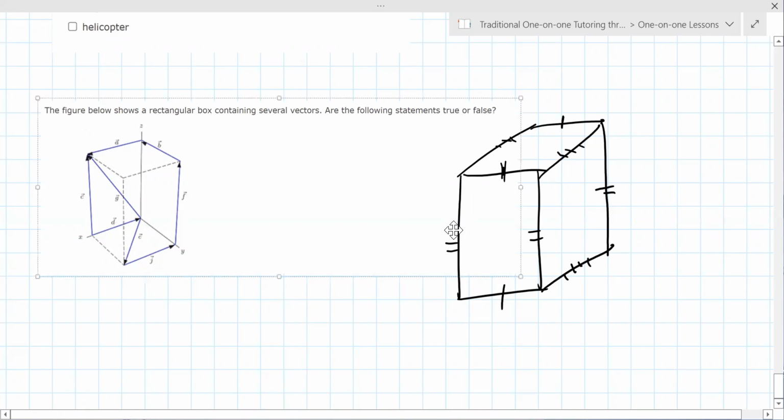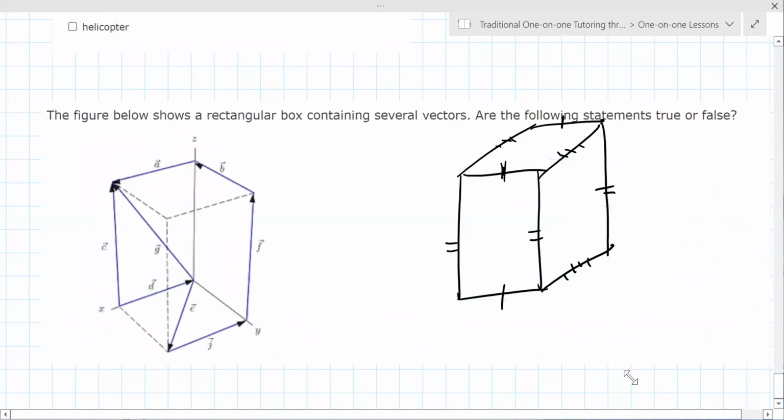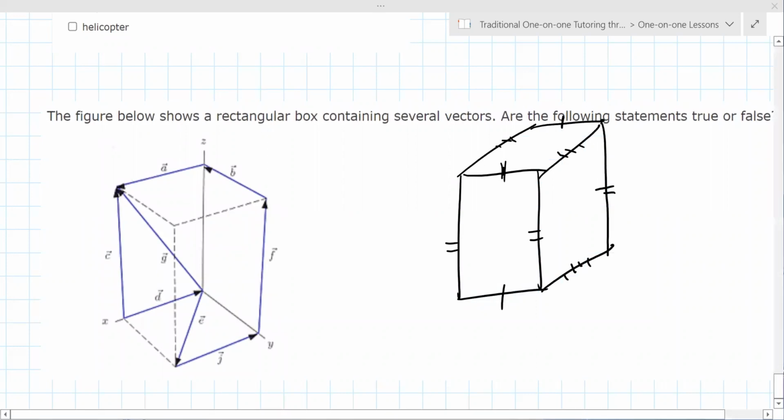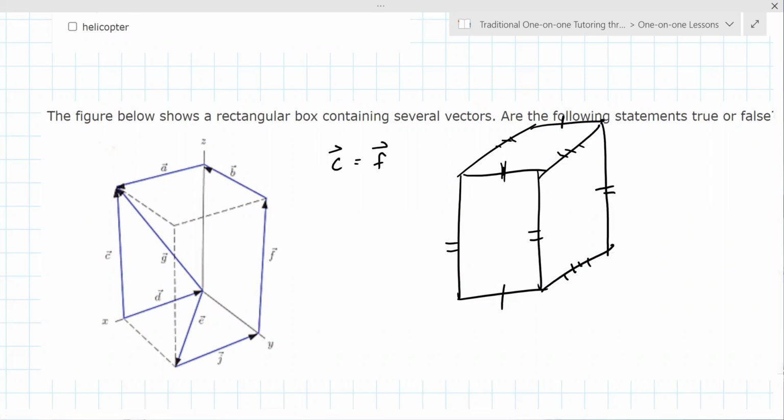Now let me enlarge this. Maybe that's part of the problem here. Not that easy to see. So the first question asks about C. Is C equal to F? Here's C and here's F. They look to be exactly the same. Do you agree with that? C is going straight up, F is going straight up. They look the same to me.